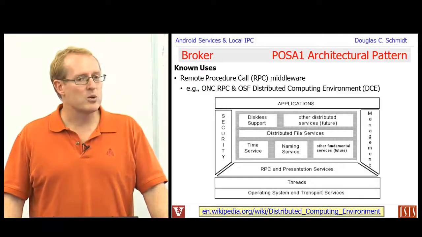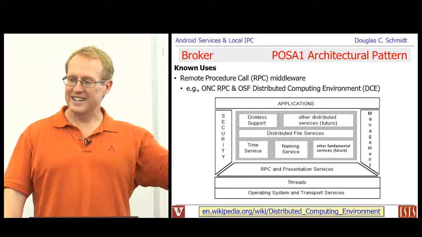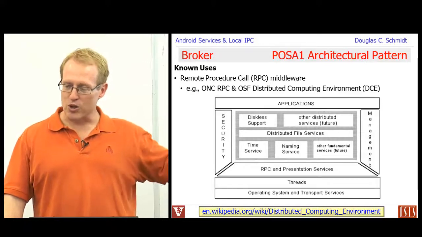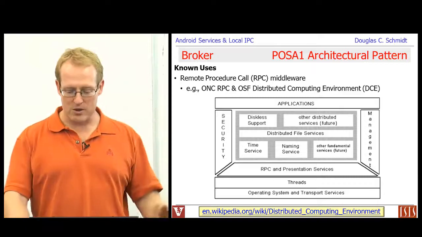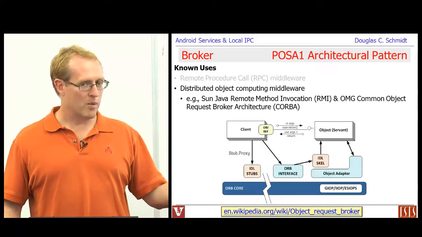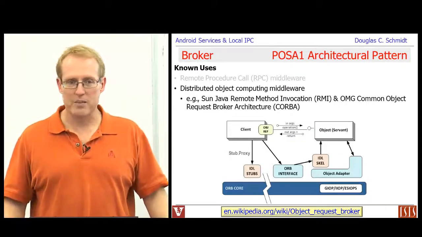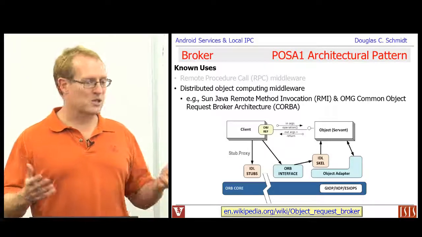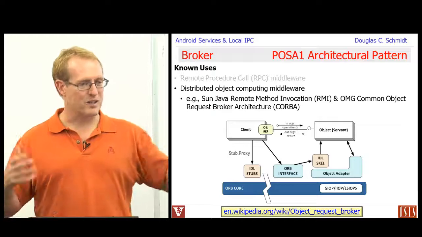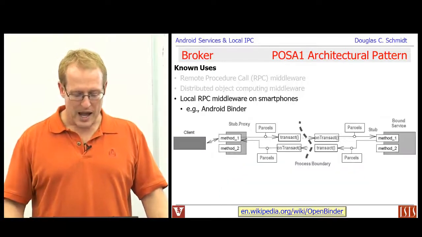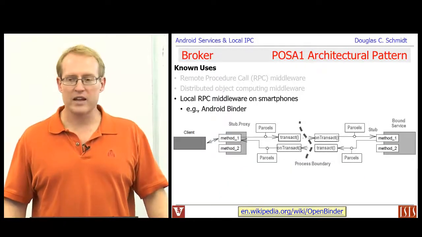There's a number of known uses of broker. Once again, the early days were sort of procedure call-based brokers, DCE, ONC, or Sun RPC. CORBA, probably the predominant example of a broker. CORBA is so much a broker. Broker is its middle name. It's the Common Object Request Broker Architecture. It's right there in the name. And then, of course, nowadays we get Android.